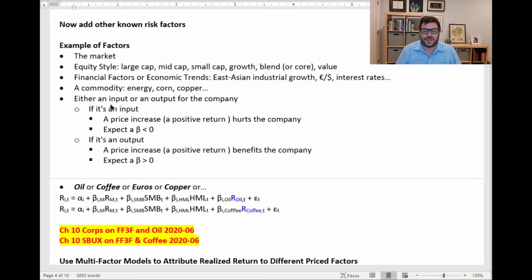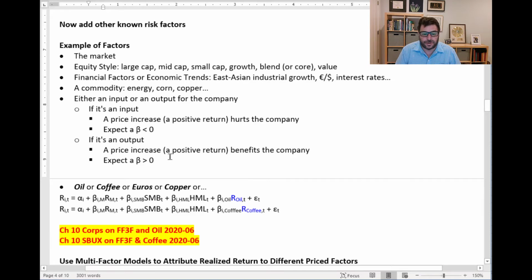If a commodity is an input or an output for the company, if it's an input, then an increase in the price of the commodity is going to hurt the company, and we would expect a negative beta. But if it is an output, then we would expect an increase in price to benefit the company. We would expect a positive beta.